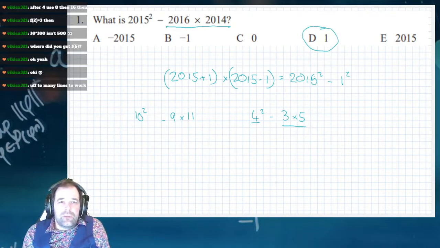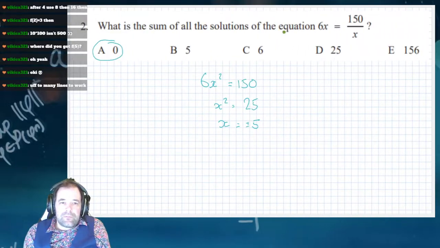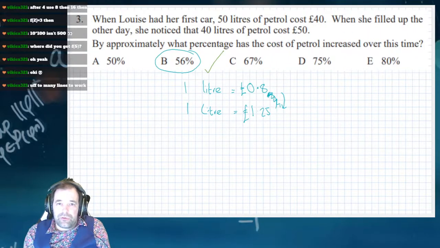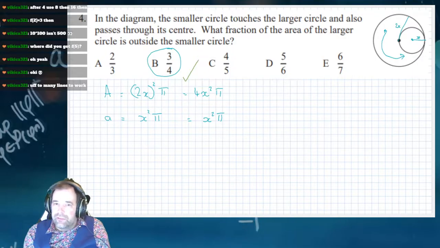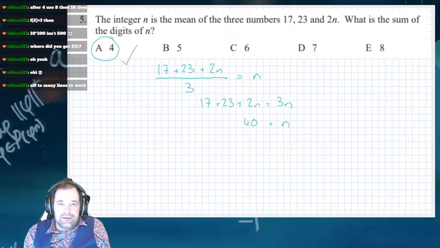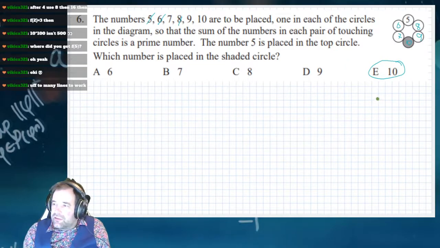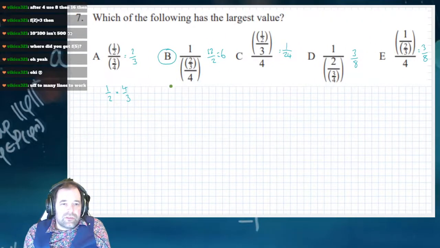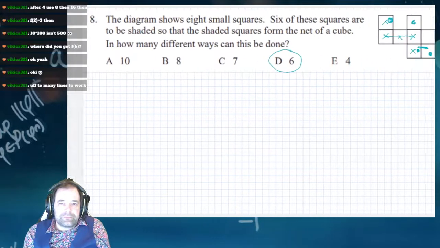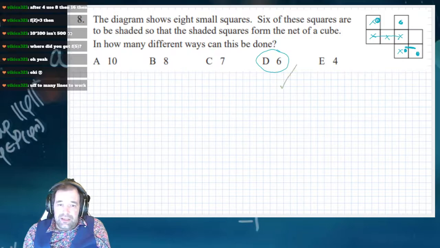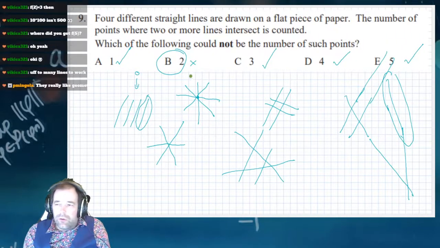Alright, so if you've got your marking boots on, get yourself your green pen, which is what I'm going to do. And we're just going to mark it as we go. So if I get it wrong, I'll have a look at the mark scheme to see what I should have done. I've just got a list of answers here. Question one was D. Question two was A. Question three was B. I almost got that wrong. Question four was also B. Question five was A. Question 6 was E. Question seven was B. Question eight was D. Question nine was indeed B.